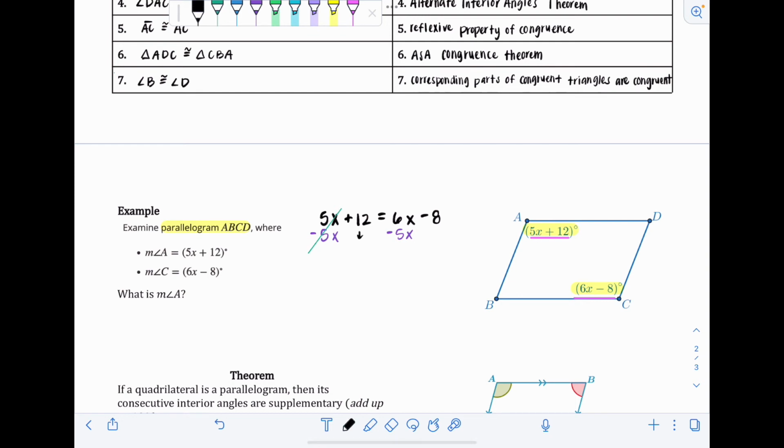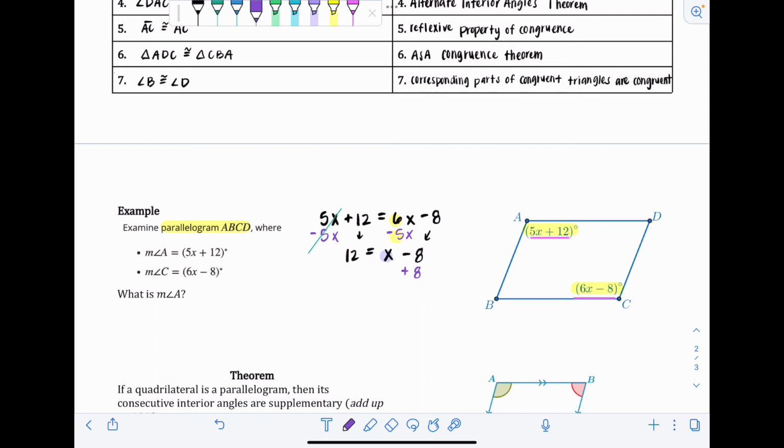I'm going to bring down the positive 12, 6x minus 5x. When we add or subtract like terms, we just combine their coefficients. So it would be 6 minus 5, which is 1x, but we don't have to write the 1 in front. And then I would bring down the minus 8. And then my ultimate goal is to get the x by itself. So I need to basically cancel out anything that's being done to it. So there's an 8 that's being subtracted from the x. So to undo subtracting 8, I would add 8.